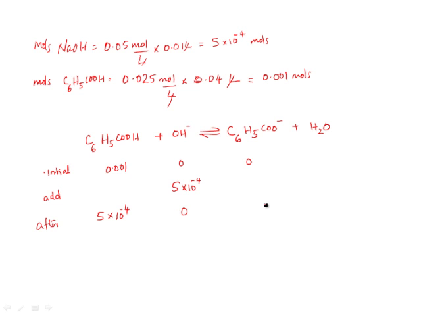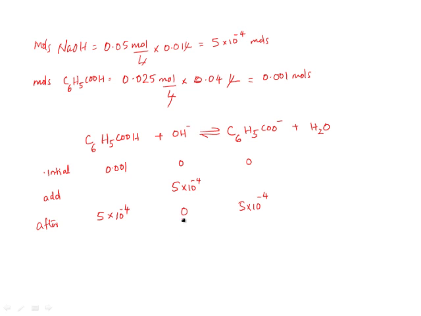Now, how much acetate ion has formed? 5 into 10 to the power negative 4, because again for every 1 mole of OH minus reacted, 1 mole of acetate ion is formed. So we have 5 into 10 to the power negative 4 moles of acetate ion formed. Now, are we given the Ka? Yes, we are given the Ka. So now we can write the equilibrium expression.